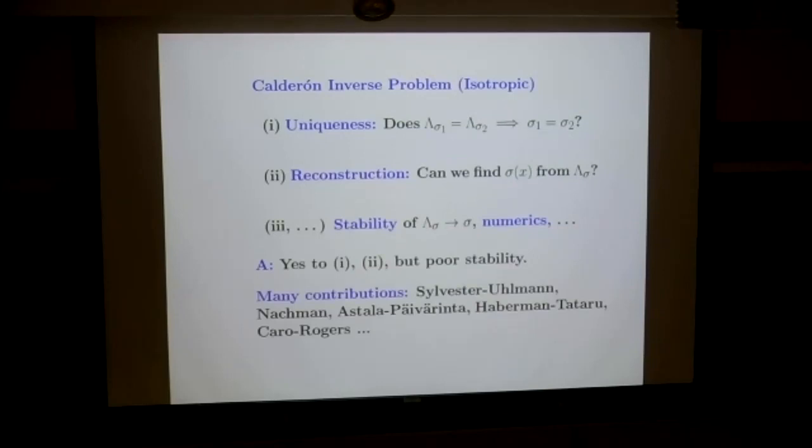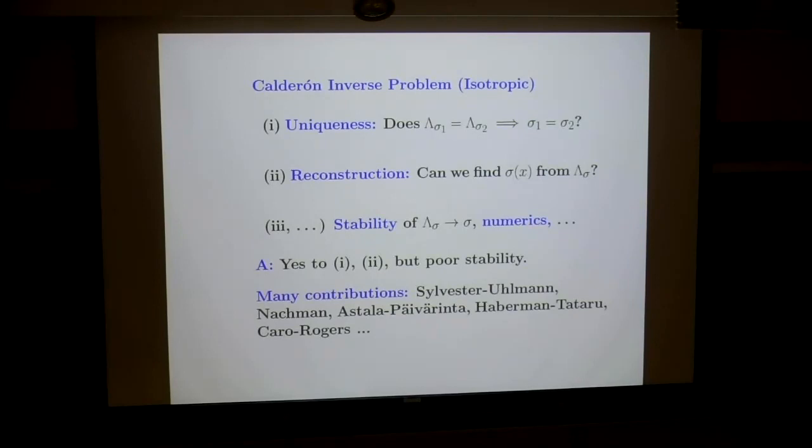The answer to 3, stability, is actually very negative, which is to say the Calderon inverse problem has what's called logarithmic stability, which is very, very bad stability. It means that small mistakes in measurements give rise to exponentially large mistakes in the reconstruction of sigma. And that's why it produces pictures with poor resolution.